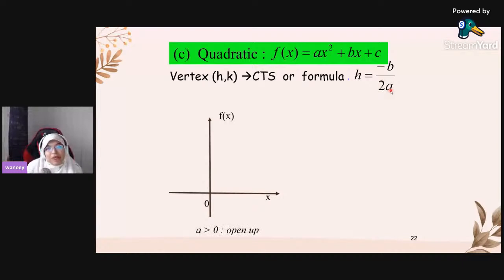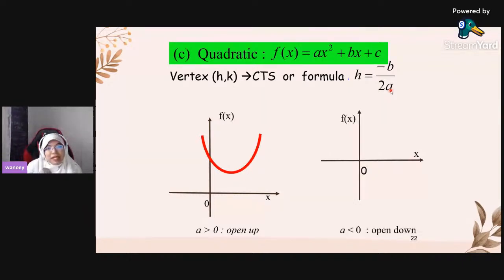Okay, and then if a is a positive number, then this one is a smile graph. If you have a that is a negative number, then that means this is a sad graph, open downward, a sad graph. Open upward, open downward. Okay, so those are the quadratic graph.